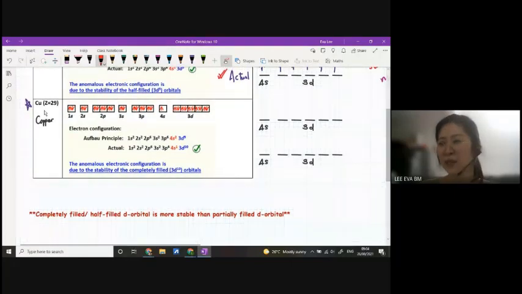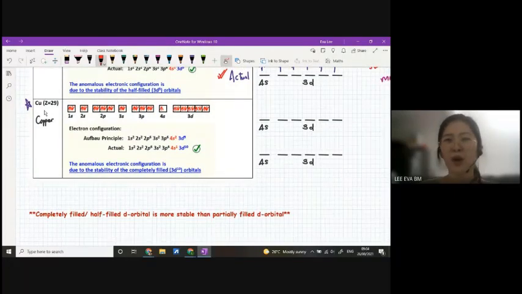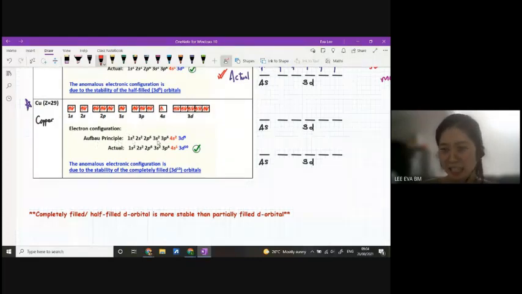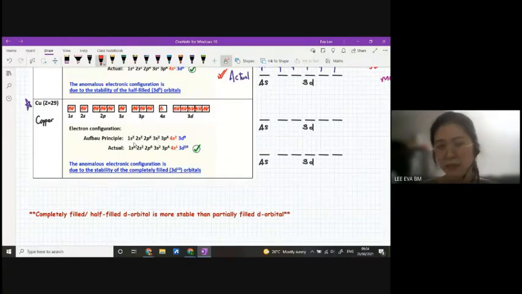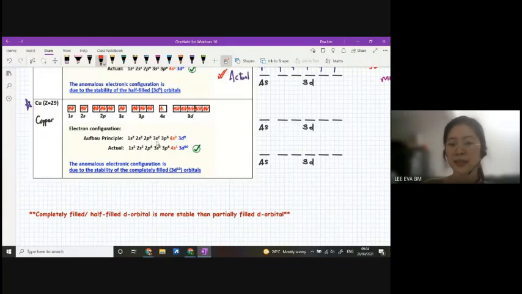Copper, again, the same thing. Must remember about the number of protons. Okay, proton number 29. You have 29 electrons. So according to Aufbau, kita isi sebijik macam tadi: 1s2, 2s2, 2p6, 3s2, 3p6, and 4s2, 3d9.